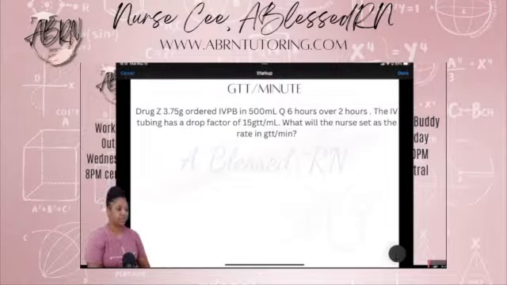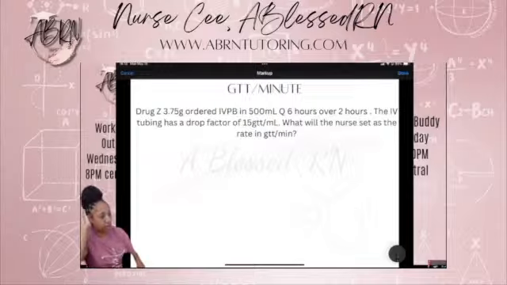All right, drops per minute. Drug Z, 3.75 grams is ordered. IV piggyback and 500 mLs every 6 hours over 2 hours. The IV tubing has a drop factor of 15 drops per milliliter. What will the nurse set as the rate in drops per minute?